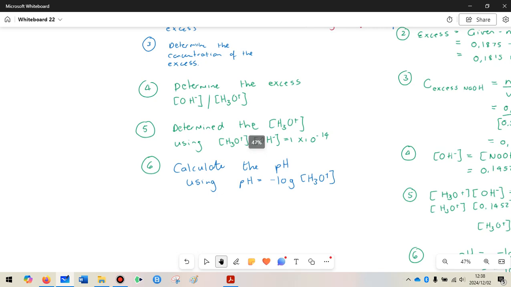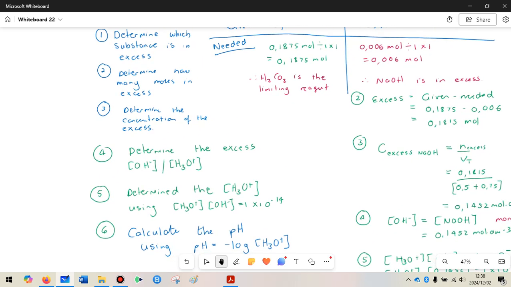Okay, so quite a daunting question. But this is how you would approach it when you have an acid and a base added together and you have to figure out the pH of the final solution.